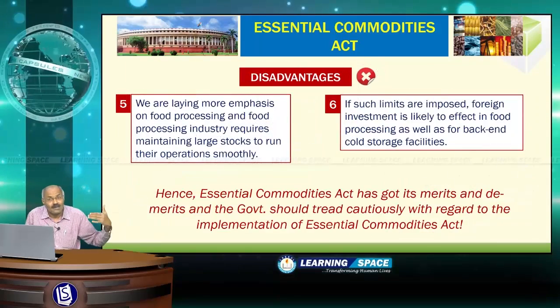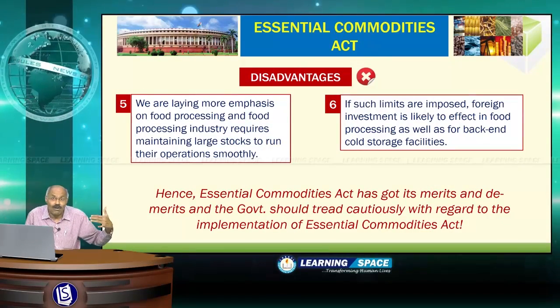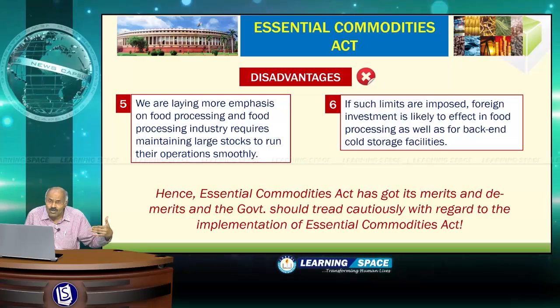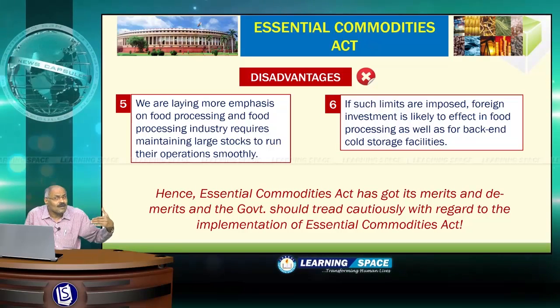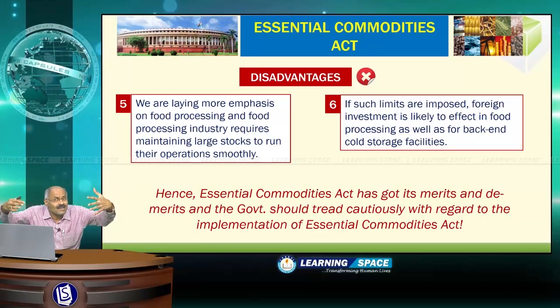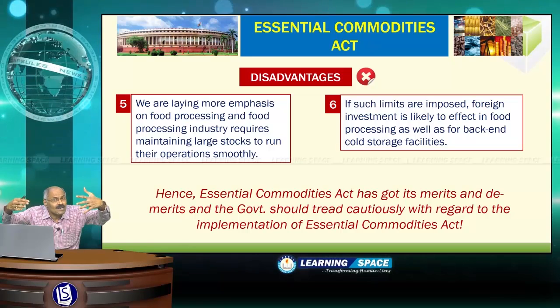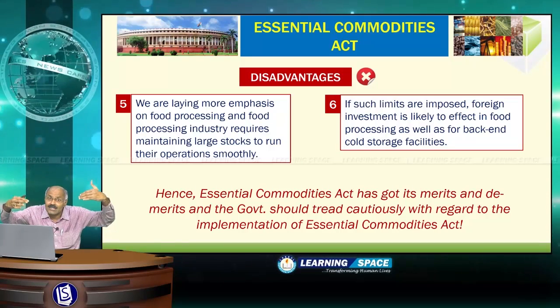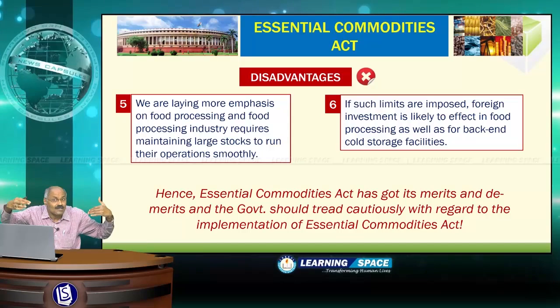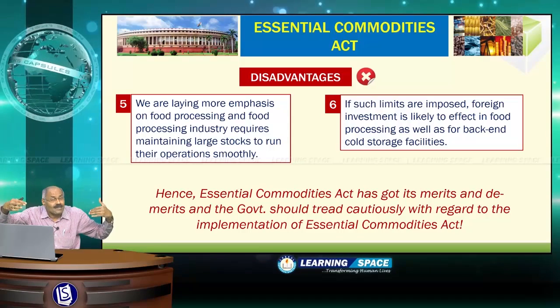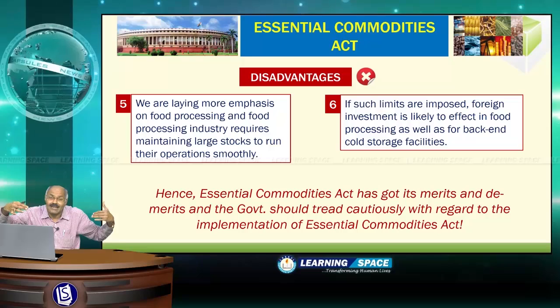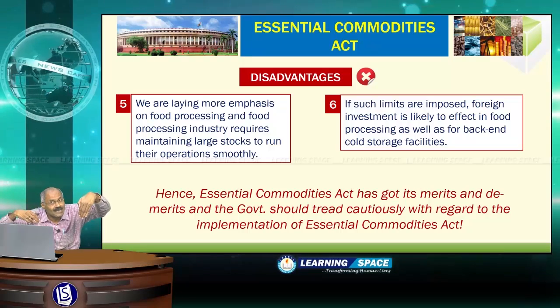And one more thing is, we are laying emphasis on food processing. And food processing industry requires large stocks to be maintained to run their operations smoothly. And if sometimes this Essential Commodities Act is enforced, then what will happen? Then traders may lose interest in the development of food processing.